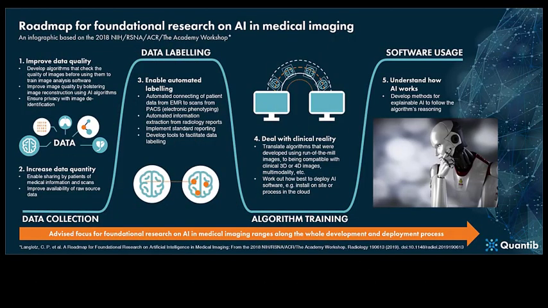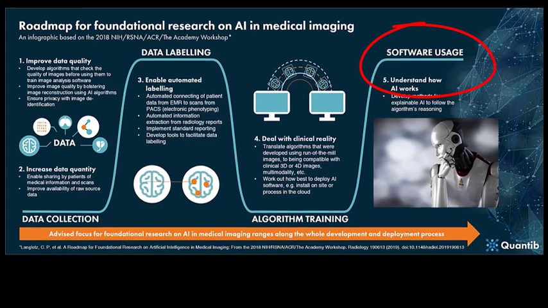Let's go through this slide step by step. Let's start by analyzing the data and collecting the data. We then move to data labeling. From data labeling, we move to algorithm training. We'll end with software usage and the understanding of how artificial intelligence works.